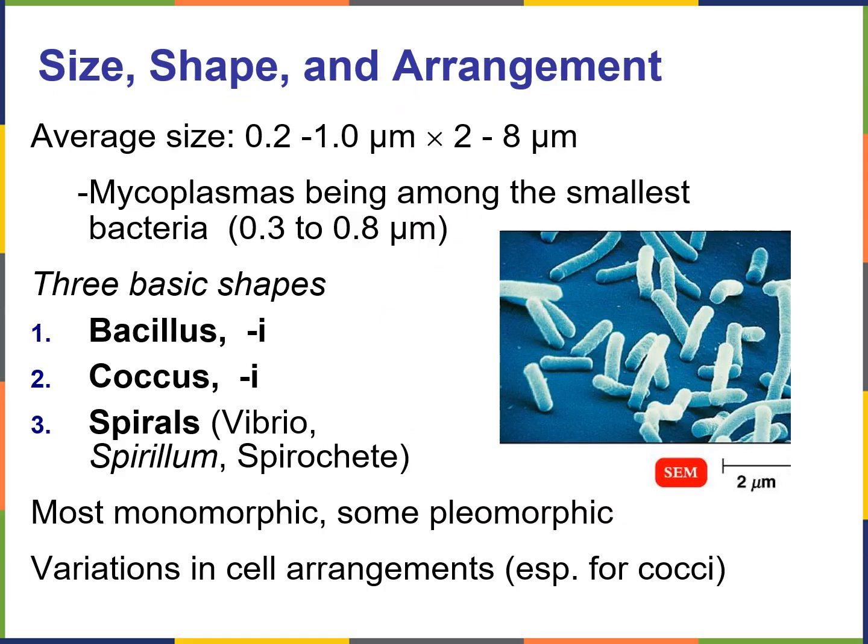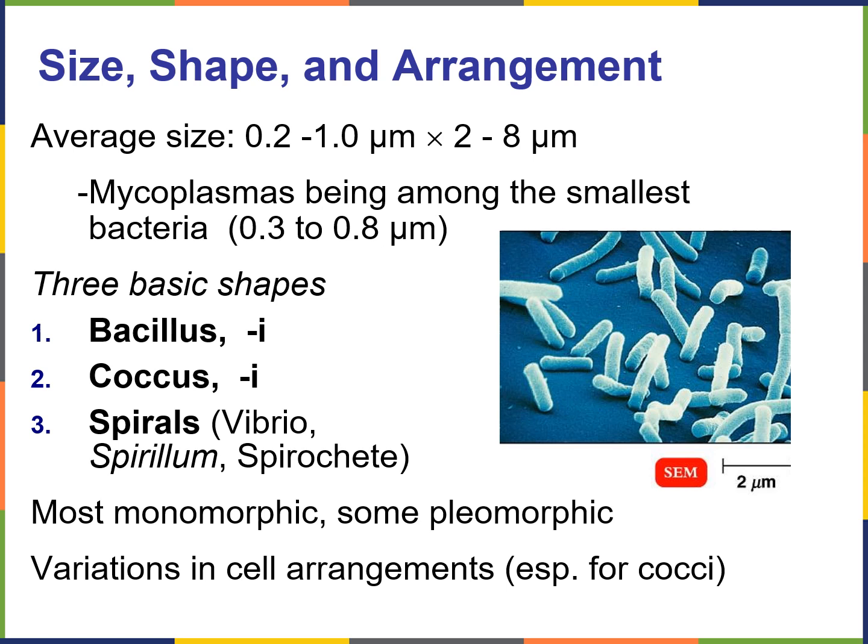All right, so moving on to size, shape, and arrangement of bacteria. The average size of a bacteria cell can range quite a bit, but it says roughly 2 to 8 micrometers. On average, I would say 5 micrometers. There is variation because some bacteria, as we will learn in just a minute, are longer than they are wide, whereas other bacteria are perfect spheres or perfect circles. But on average, I would say 5 micrometers is a true average of bacteria.